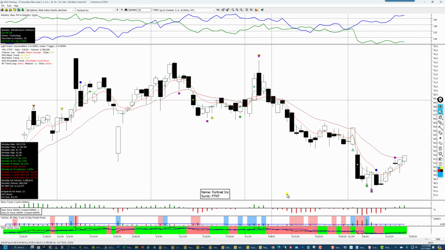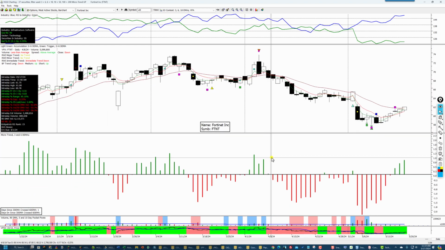But let's go back up here. I'm going to put the crosshair on right here where this structure started to break down. And here is your 3-6 crossover to the downside, I believe. No, not yet. 1 day more. But the volume point of control had already turned negative. Let's look at the rest of this.